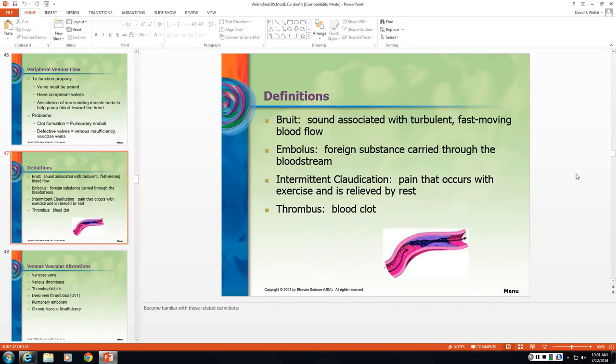So some definitions we'll go over before we start this. A bruit is basically a sound associated with turbulent, fast-moving blood flow. An embolus is a foreign substance carried through the bloodstream. Intermittent claudication is pain that occurs with exercise but is relieved with rest. And a thrombus is a blood clot. You need to know these terms.